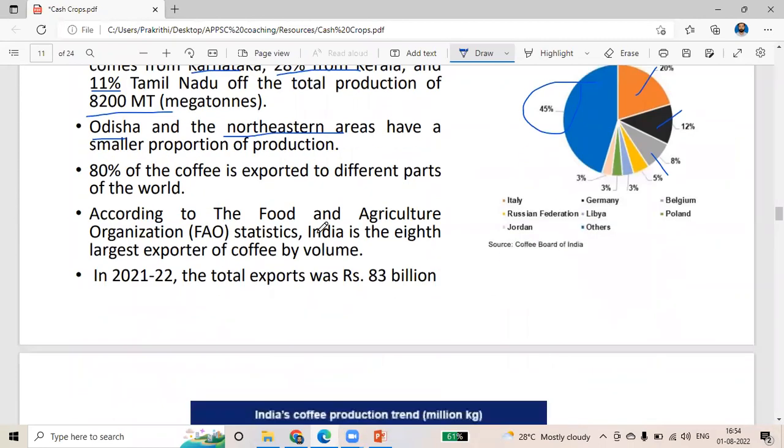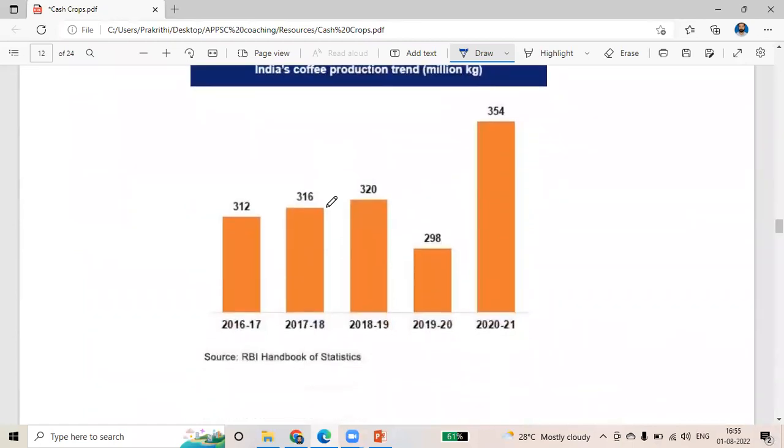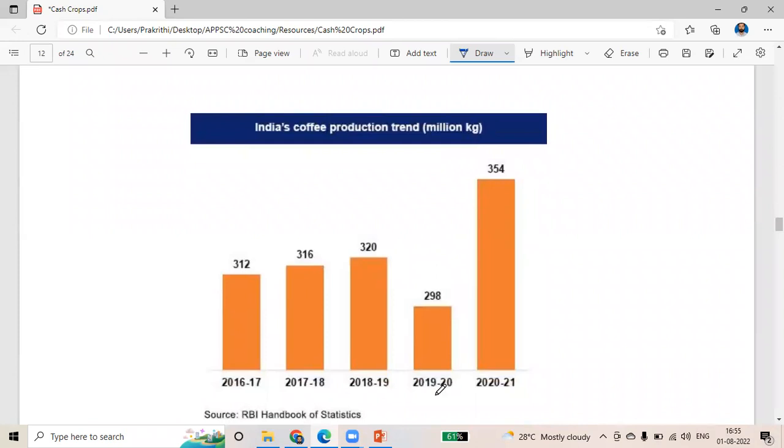According to a Food and Agriculture Organization study, India is the 8th largest exporter of coffee by volume, and total export is about 83 billion rupees in 2021-22. How coffee production has been distributed: the trend is a little lower in 2019-20, but in 2021 almost 354 million kgs of coffee was produced in India. That is the highest.